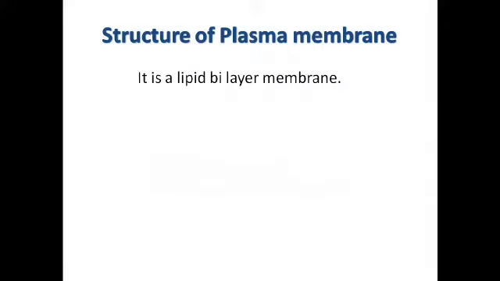Now we will talk about the structure of the plasma membrane. The structure of the plasma membrane is a lipid bilayer membrane. What do you understand by lipid bilayer membrane? Lipid, we all know, is a fat. Lipids are fats, and bi means two. Layer membrane means it is a two-layer membrane of lipids.